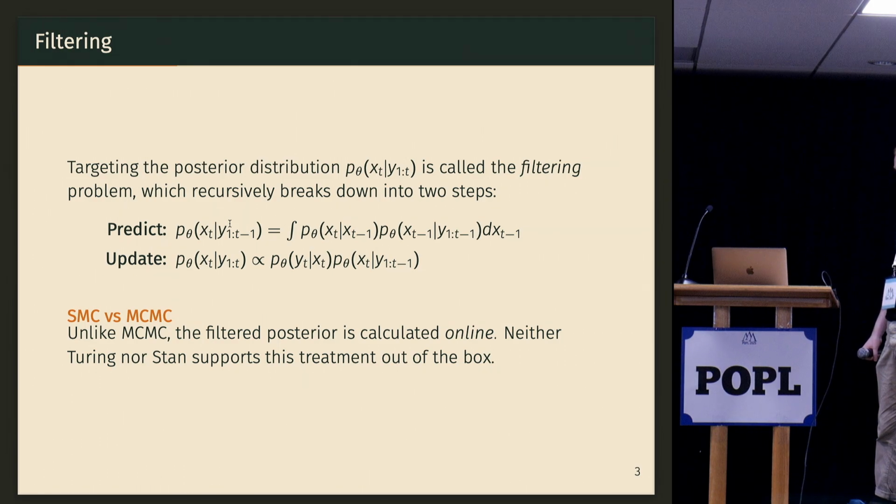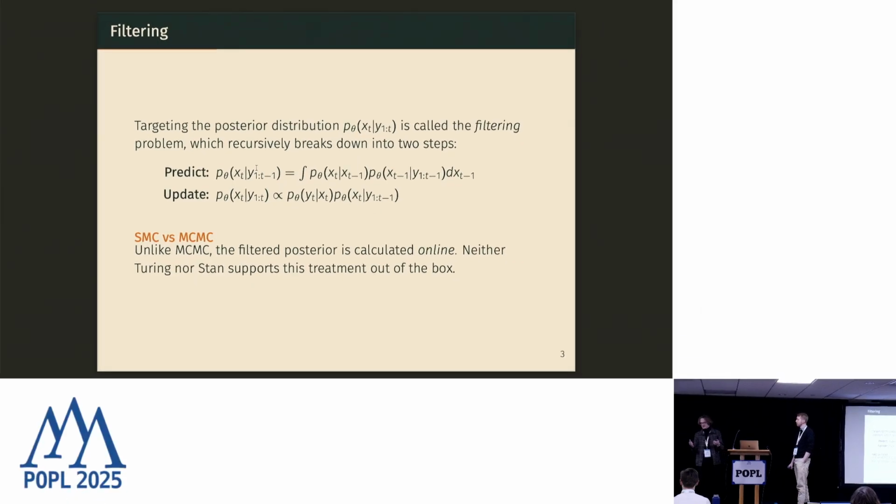The prediction takes the previous distribution of states and propagates them forward either by the state space model or some abstract proposal, and the update step evaluates its correction and how accurately it represents the observed value at time t. Since this is an online algorithm, it's actually quite a bit more efficient than something like MCMC.